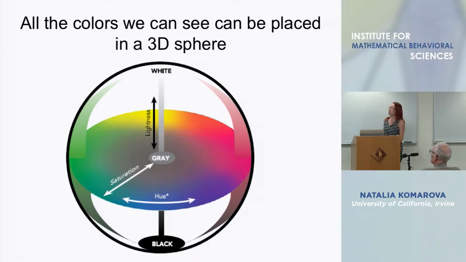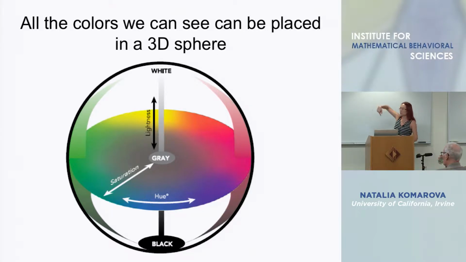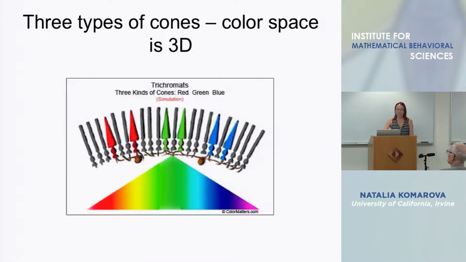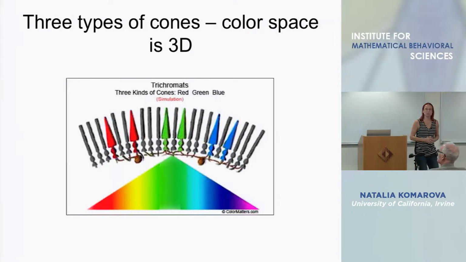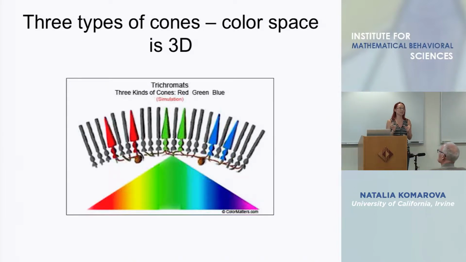And this space is like a globe where we have black at the south pole, white at the north pole, colors of the rainbow that go around the equator, and saturation goes inward such that all the colors meet in the middle in gray. One of the reasons it's 3-dimensional is because we have 3 cones, and each type of cone is responsible for its own wavelengths: kind of red, green, and blue. Somehow the signal that we receive becomes 3-dimensional.